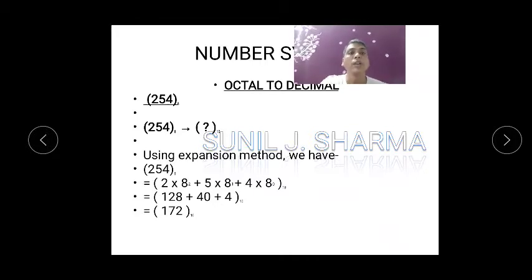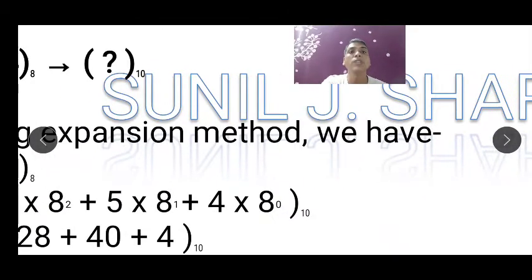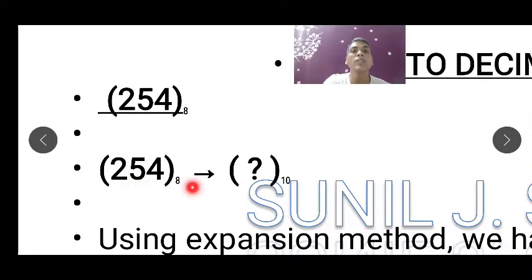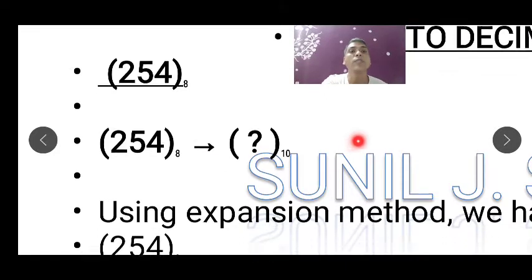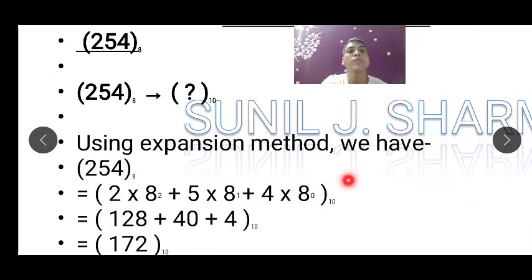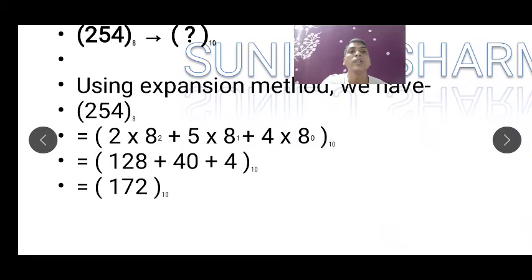Okay, now the topic is to change octal to decimal numbers. Suppose this is our octal number and we want to change it to decimal. We'll be using the expansion method, the same way we use it when changing binary to decimal and all.